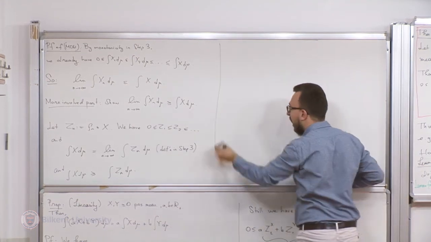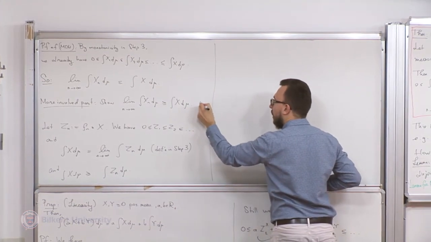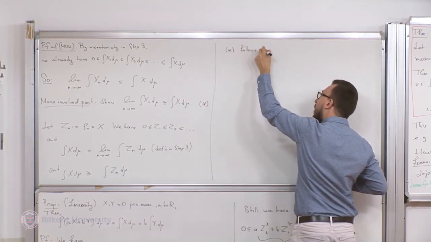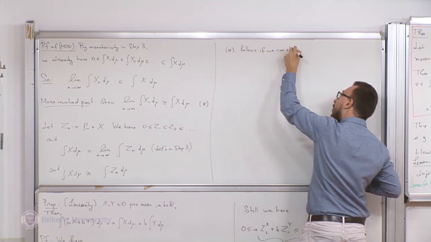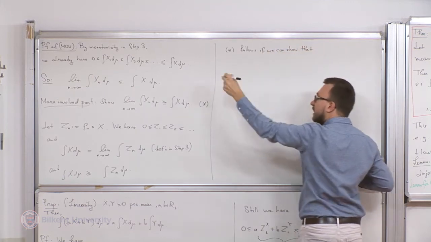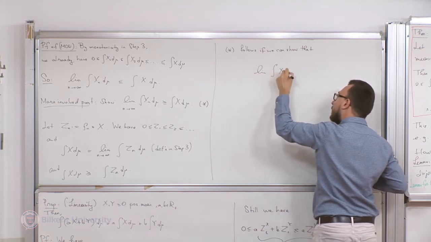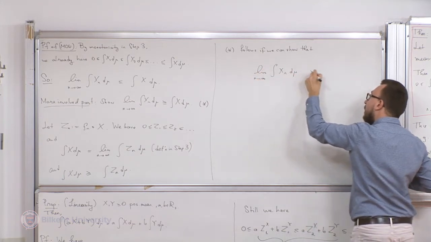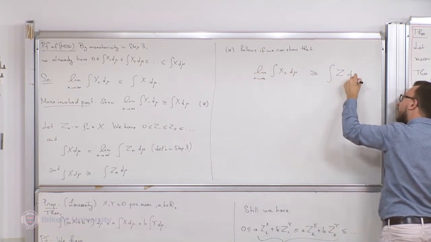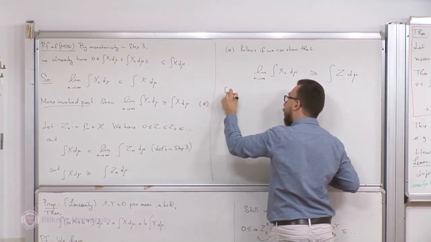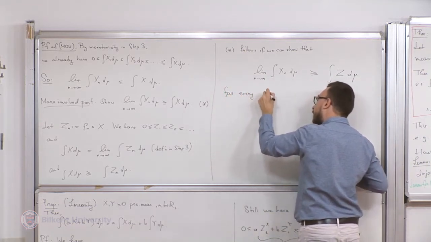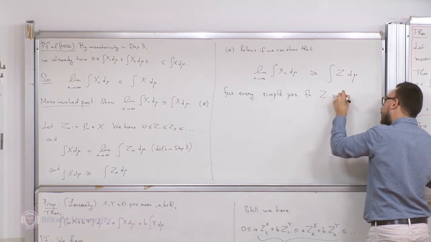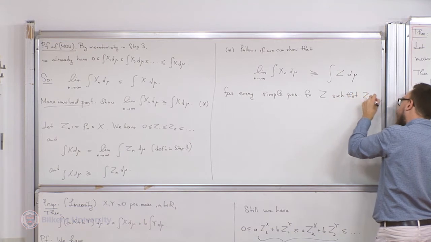So let me call it star. So star follows if we can show that this limit of integrals of xn's is above the integral of z dμ for every simple positive function z such that z is less than x.